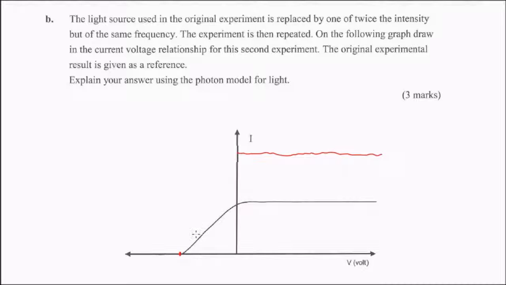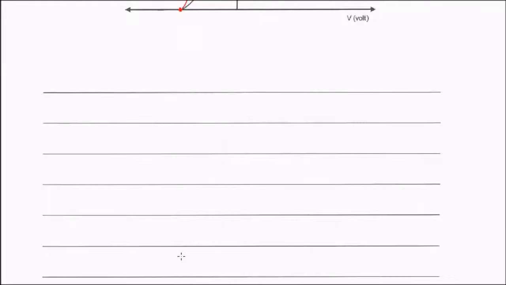And the line here will go from 0 up to that other point in a fairly straight line when my computer decides to behave. Something like that. So that would be a reasonable answer. Now we're asked to explain this in terms of the photon model, so we need to explain this reasonably well.